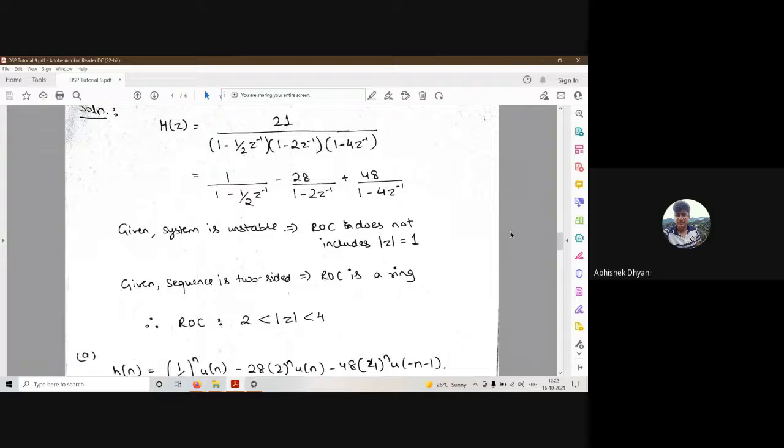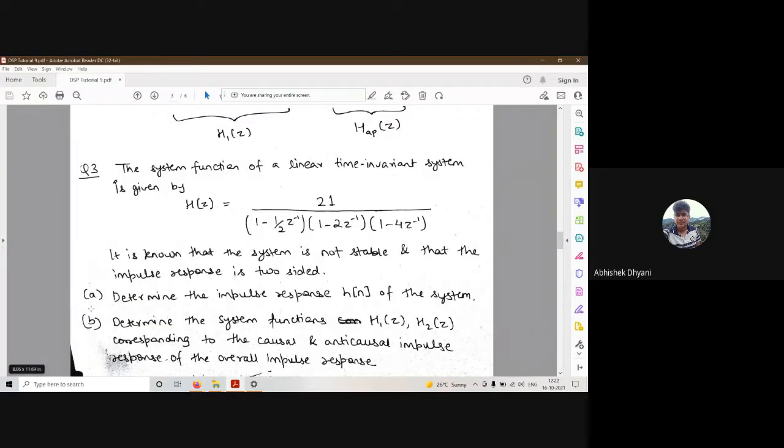Okay, now let's look at the second part. We have to determine functions h1(z) and h2(z) corresponding to the causal and anti-causal impulse response of the overall impulse response. What this means is that we basically have to figure out which components of the impulse response are causal and which are anti-causal, and put them into two different system functions.